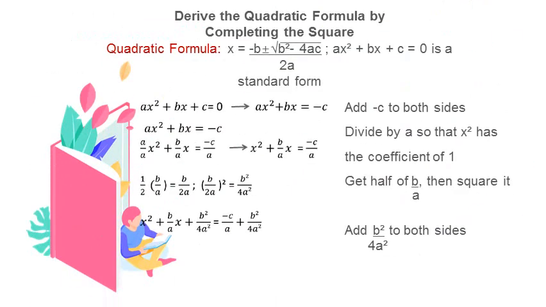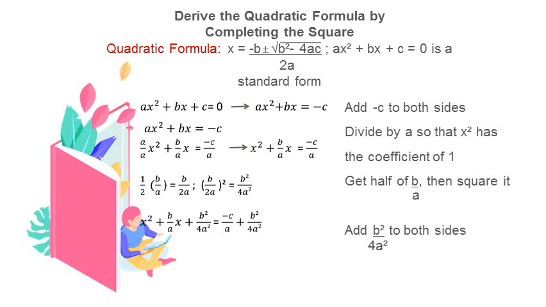We will derive first the quadratic formula by completing the square. So we have ax squared plus bx plus c is equal to 0. So we will add negative c to both sides. So it will become ax squared plus bx is equal to negative c.